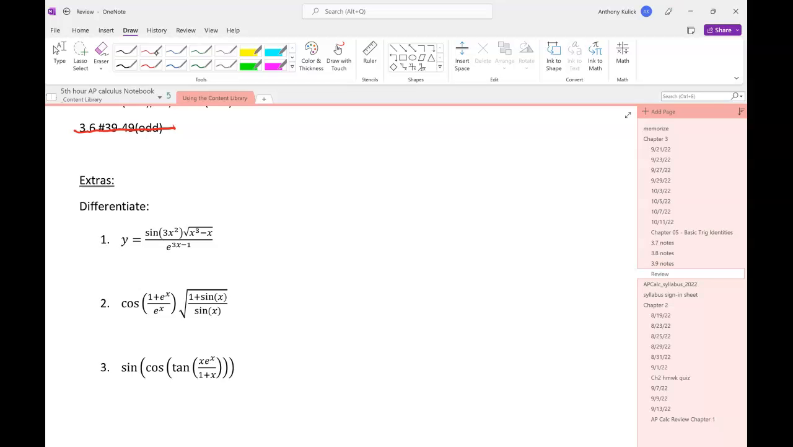The last one, what do we see there? I see 3 chains and a quotient and a product. Where are the 3 chains for number 1? Well, sine 3x squared, when you differentiate that, you need a chain rule. Oh, yeah, because... The square root of x cubed minus x needs a chain rule. Yeah, and then e to the 3x minus 1 needs a chain rule. Okay, I see.